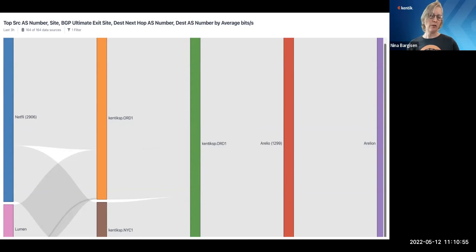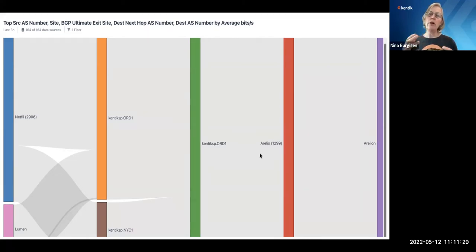We can see that originally we have two customers that enter traffic into our network. One of them is Netflix and the other one is Lumen. The traffic is entering our network in our Chicago POP, or Chicago 1, and into our New York City POP, New York City 1. Then we carry it all to Chicago, and in Chicago, we hand it over to the peer 1299, and the destination as well is 1299.